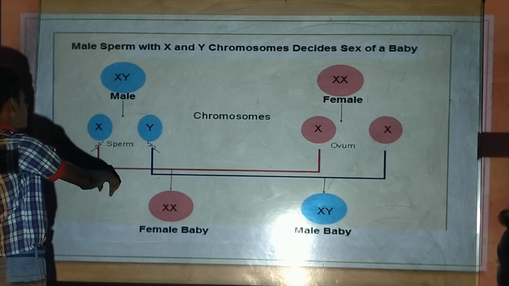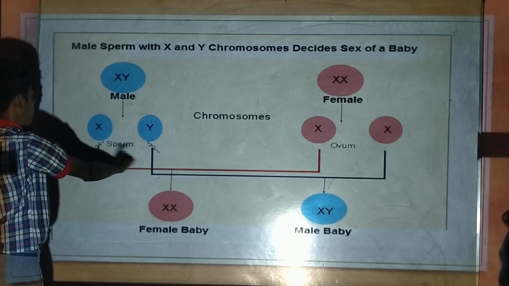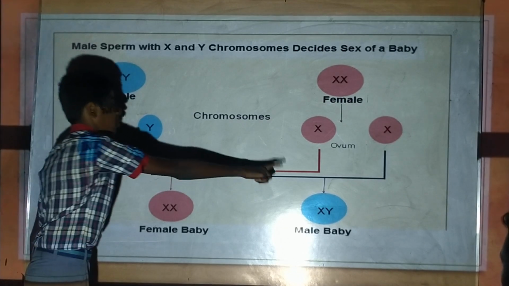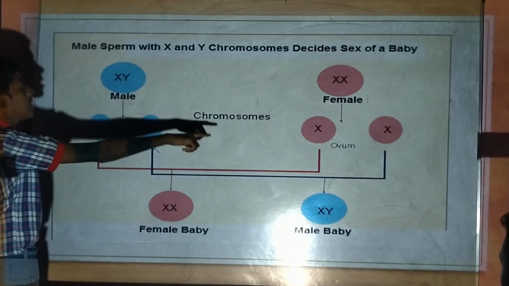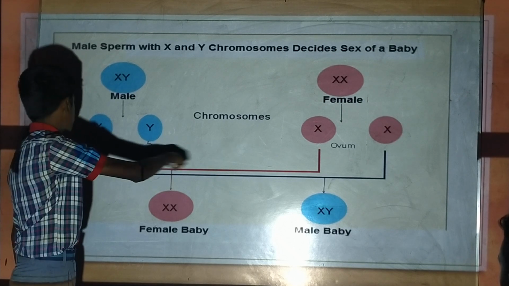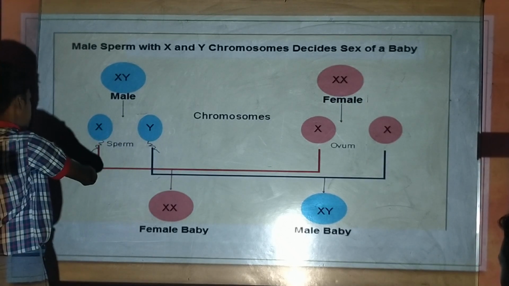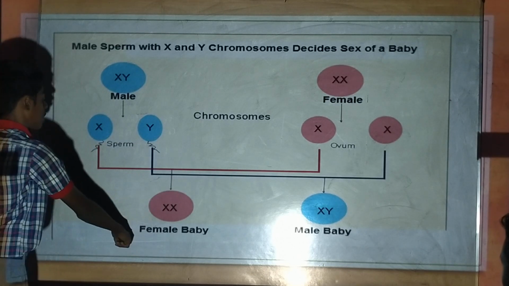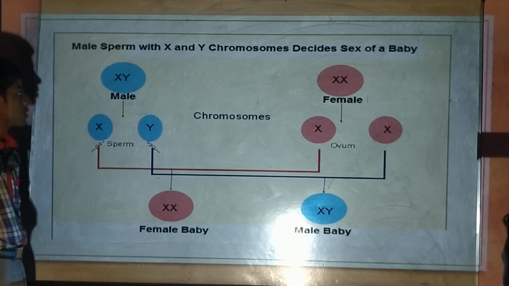So this is the diagram. A male has X and Y chromosomes in the sperms, and when a Y sperm fuses with the ovum, it produces a male baby. And when the male's X chromosome sperm and the female's X chromosome egg fuse, it will produce a female baby.